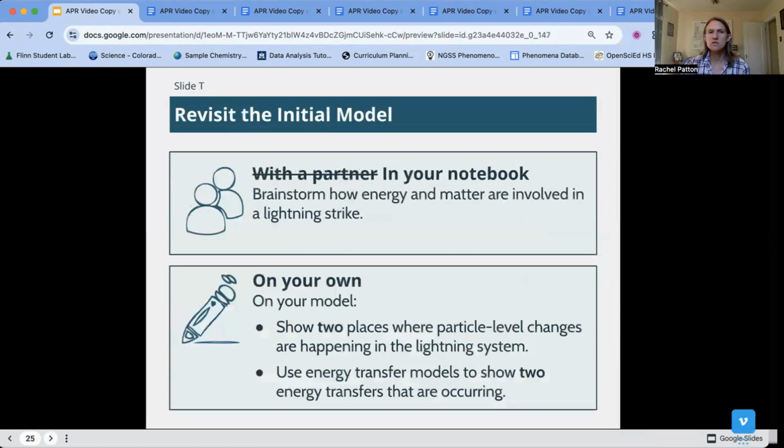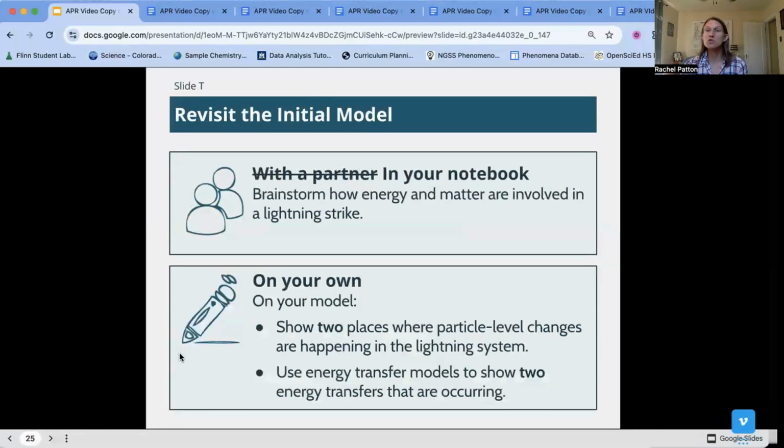Now that you've answered those questions, take a moment to brainstorm how you think energy and matter are involved in a lightning strike. What role do they play? Why are they important? How do they make lightning what it is? And then go back and revise your model. And you want to revise it based on these two suggestions.